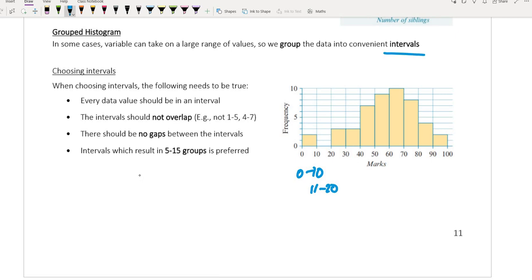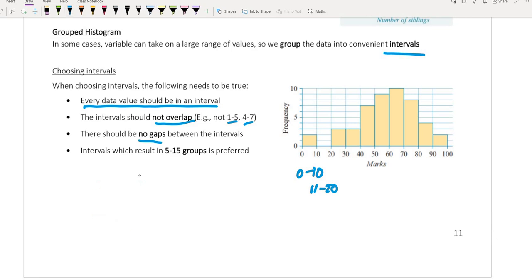When we choose the intervals, we need to be very careful. We don't want to choose just random intervals. We want to make sure that all the data will fall into the intervals that we're choosing. No overlapping between intervals, so you can't do 1 to 5 and then 4 to 7, because the 4 and the 5 would be overlapping. No gaps between intervals, so don't go 1 to 10 and then 12 to 20, because then you're not including 11.